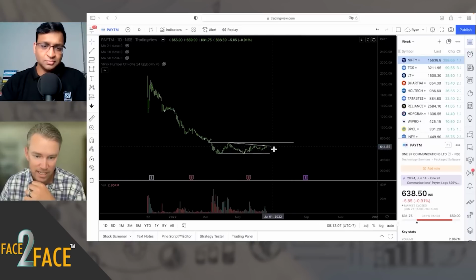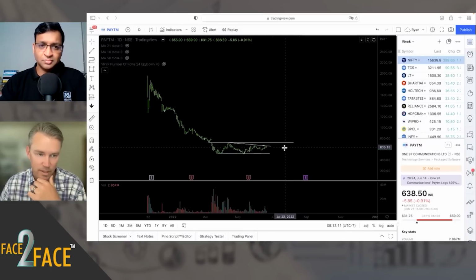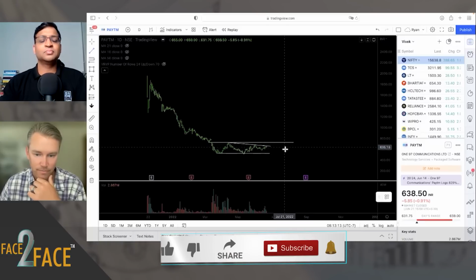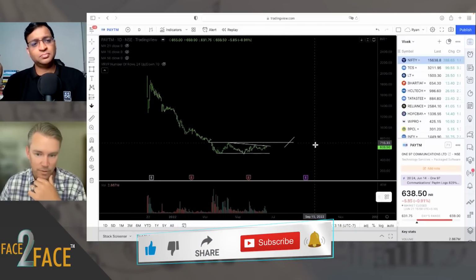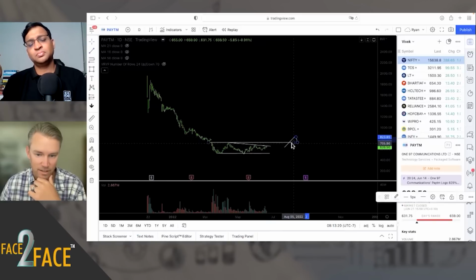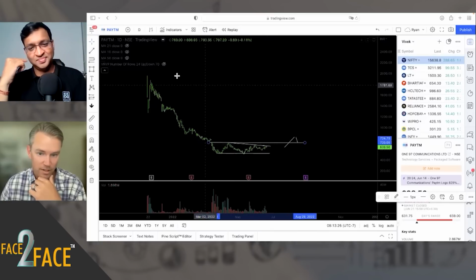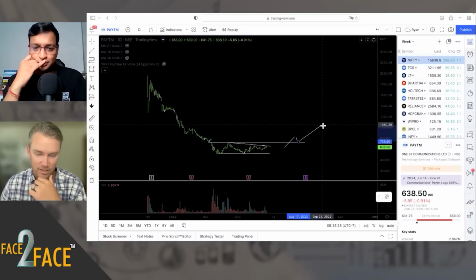Probably best case is if it goes sideways for another couple months, and then maybe you can break out here, and then you want to see a retest, come down to confirm, hey, this was prior resistance. Now we're possibly flipping into support. And then you can see the stock start to advance.